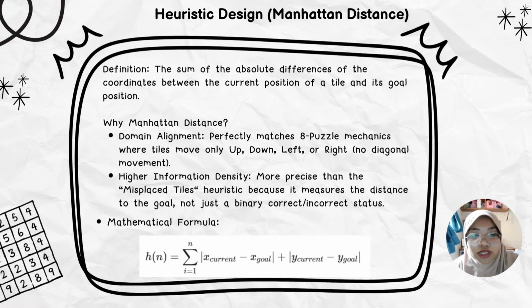Why did we choose Manhattan distance as our calculation? The first reason is domain alignment. It perfectly matches the 8 puzzle mechanic, where tiles move up, down, left, or right, with no diagonal movement. The second is higher information density. It is more precise than the misplaced tiles heuristic because it measures the distance to the goal and not just a binary correct or incorrect status. As you can see, there's a mathematical formula for Manhattan distance.